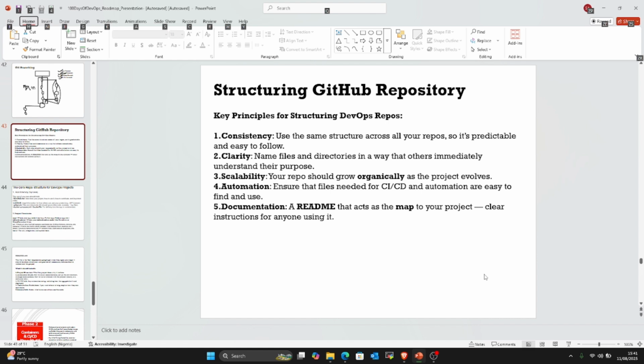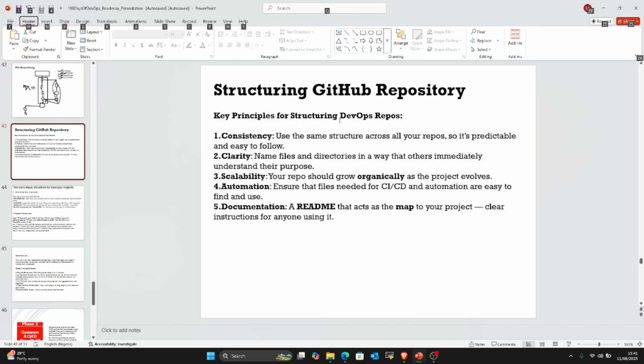So what I have here are the key principles of structuring a DevOps repo. It has to be, like I said, consistent. So you have to use the same structure across all your repos, so it is predictable and easy to follow. Most times we don't want to complicate things, because like I said, you're not going to be working on a project all by yourself. So it's better for you to do things that would make it easy for another person to understand what you are doing and follow suit.